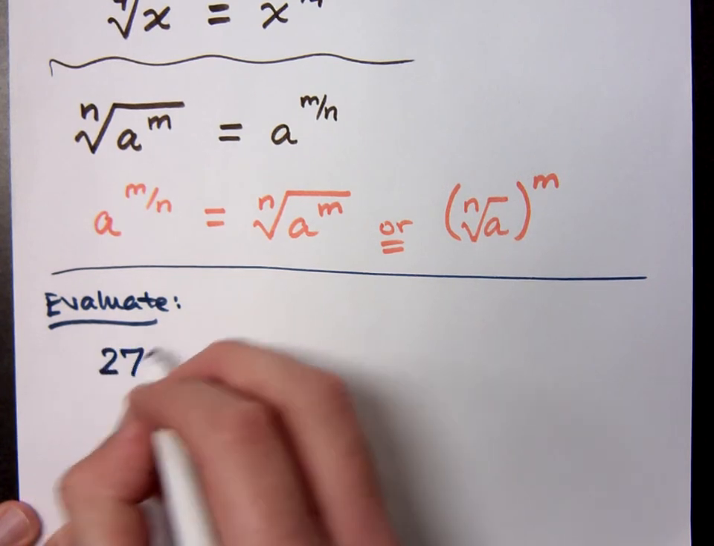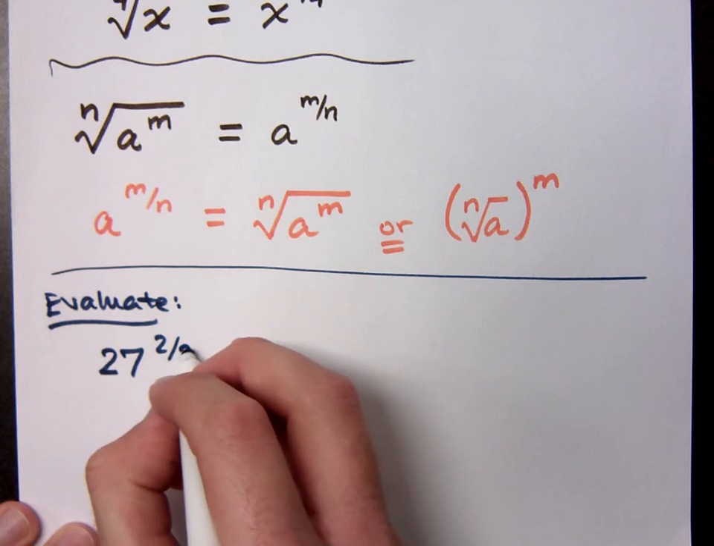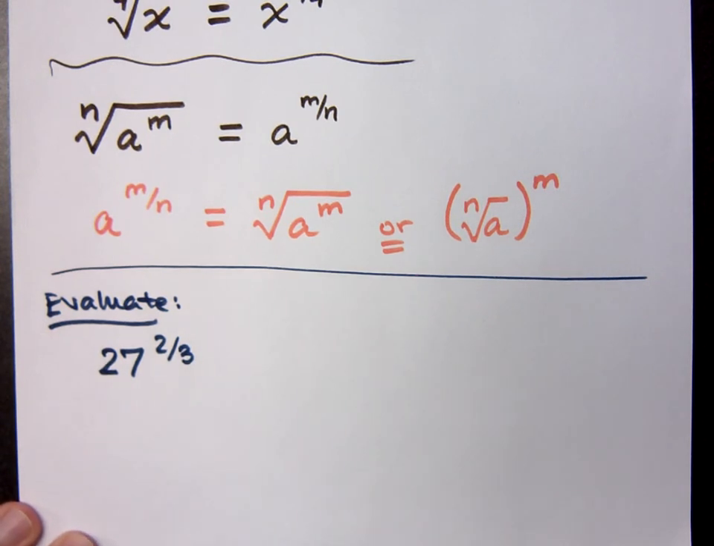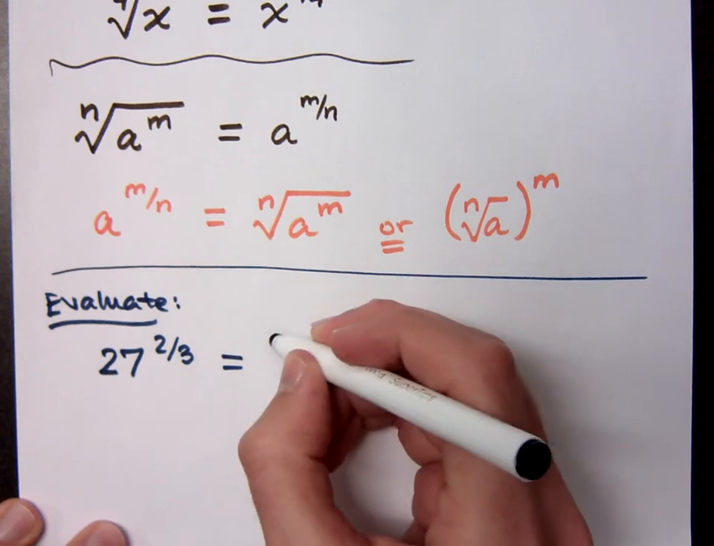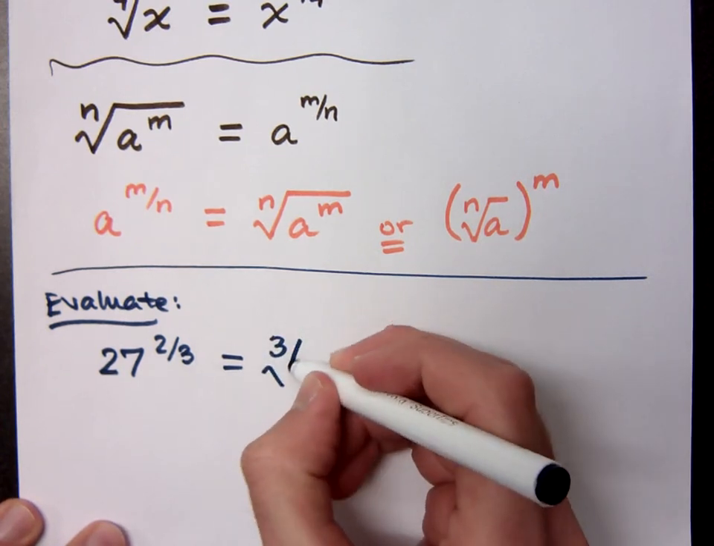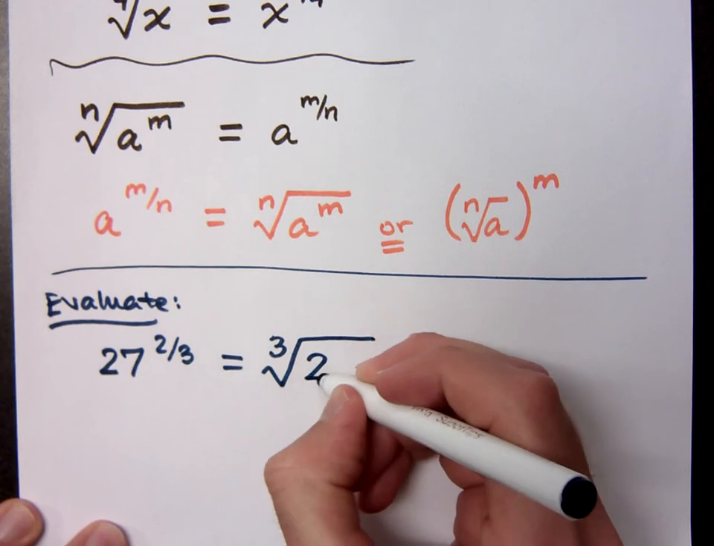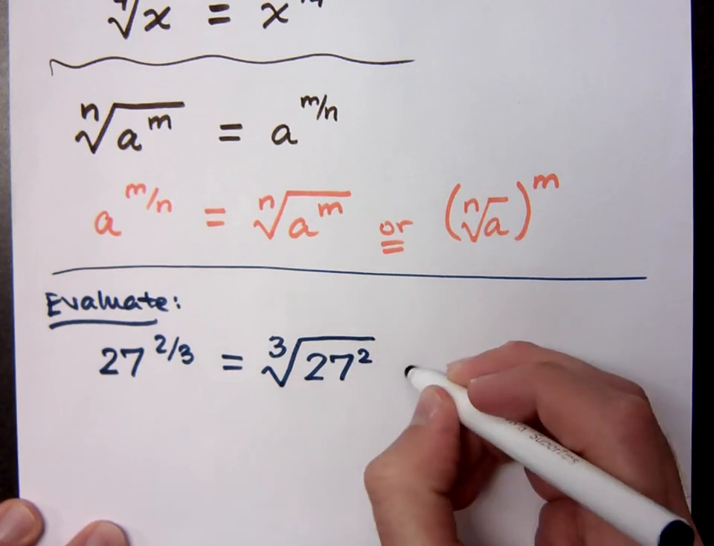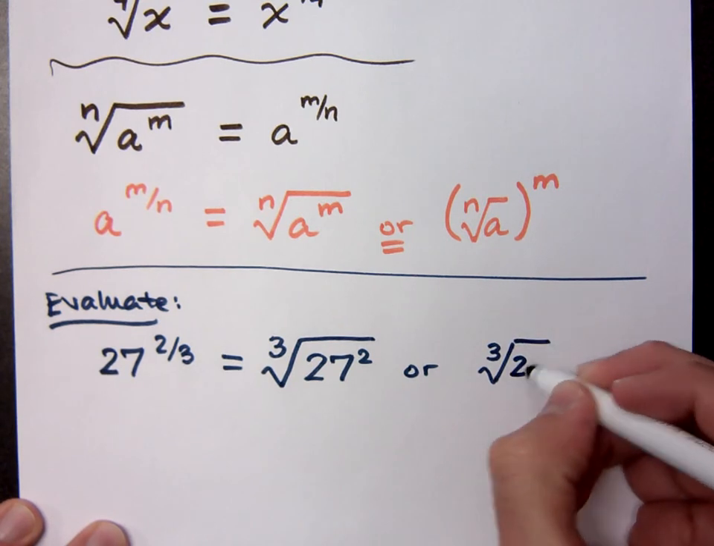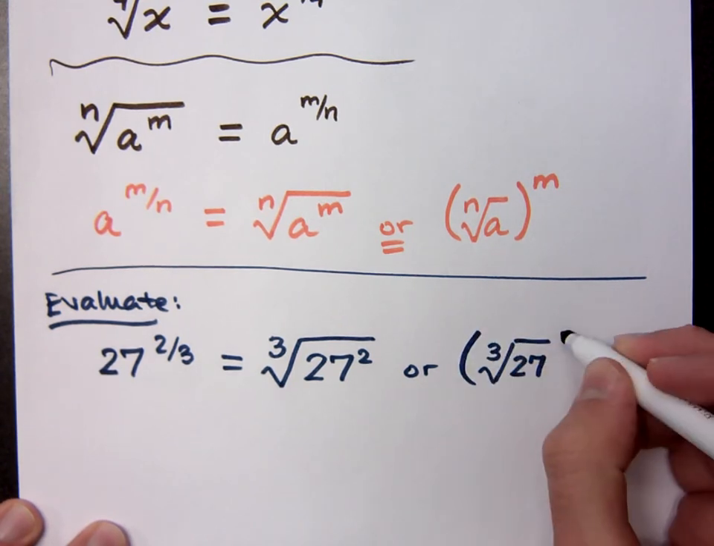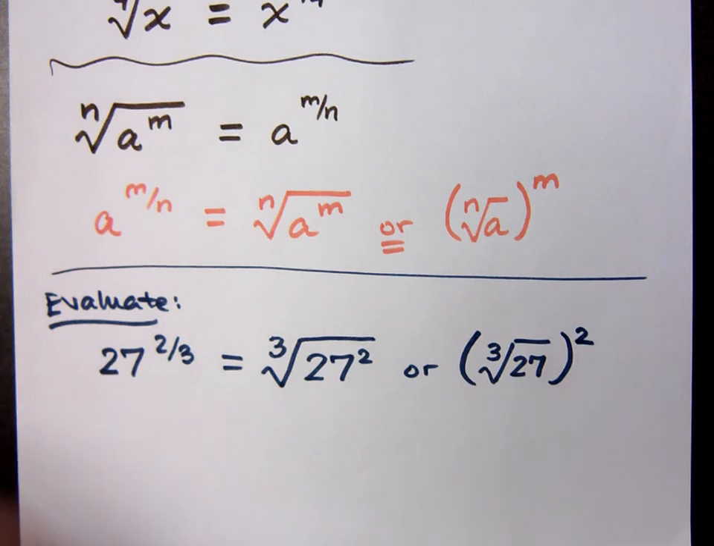Let's look at 27 to the 2/3. What's the index? 3. So you can either say the cube root of 27 squared, or you can say the cube root of 27, squared. Which one is easier for you?